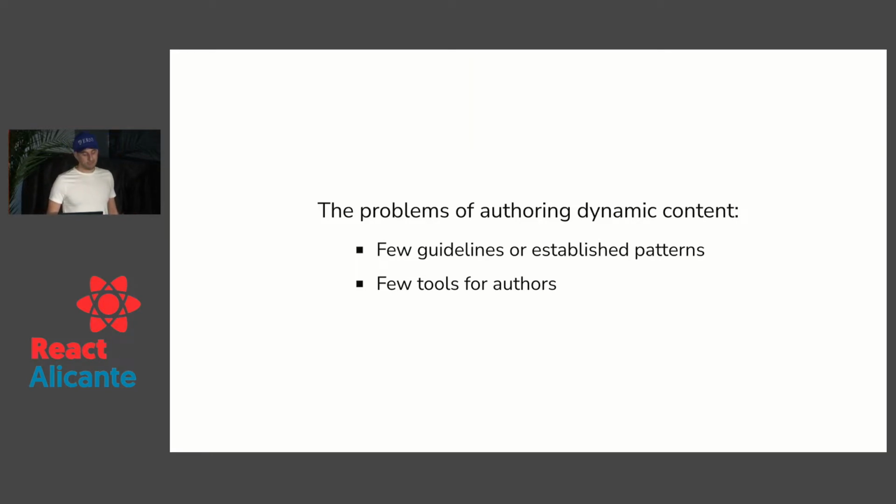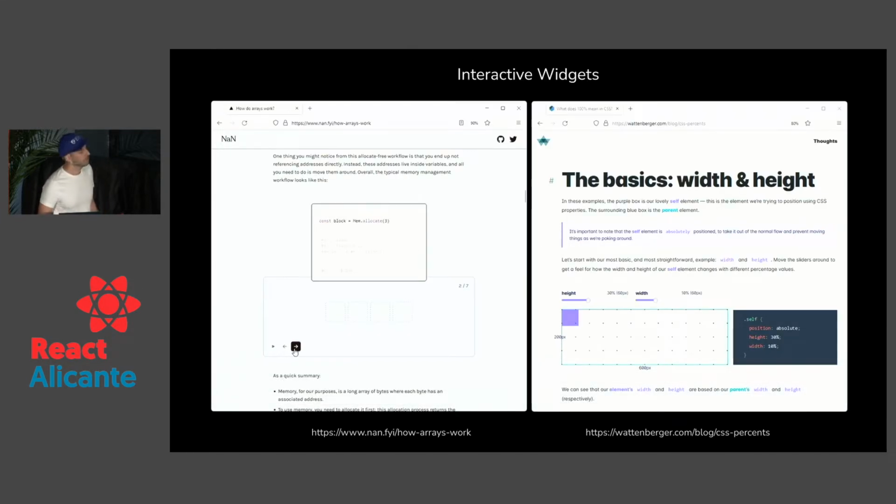But I think things are starting to improve in programming content as well. And now I will show you some patterns that are starting to emerge and some tools to build them. So one pattern is the interactive widget. You see them in some blogs that have an interactive widget along the text, and it allows the reader to explore something at their own pace.